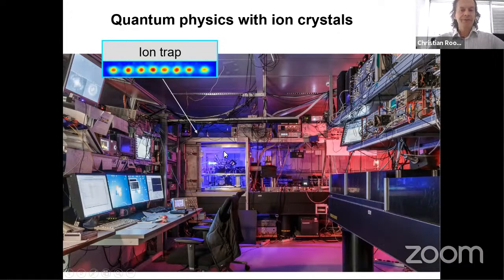So you can see here the vacuum system housing an ion trap apparatus for trapping ion crystals. And on the other hand, we have lasers on the optical tables and the optical elements that are needed for shaping laser pulses that are sent to the ions.